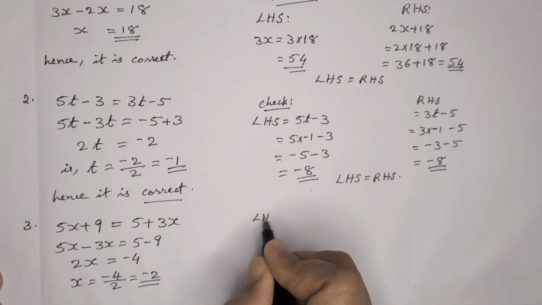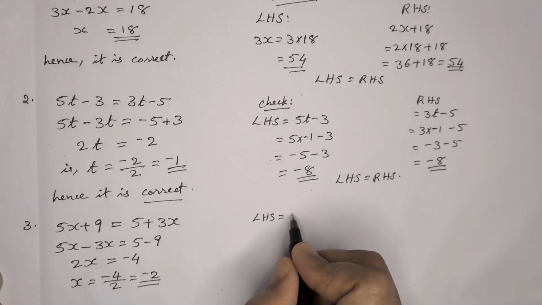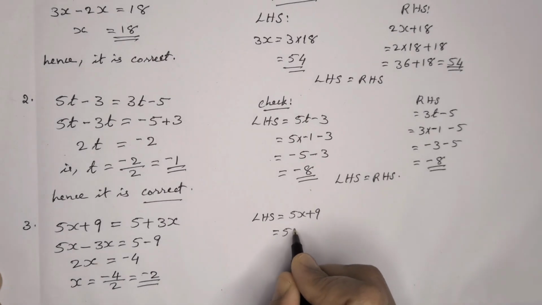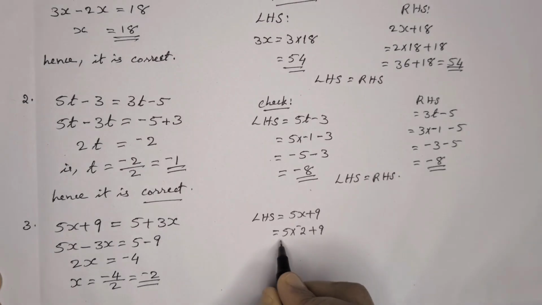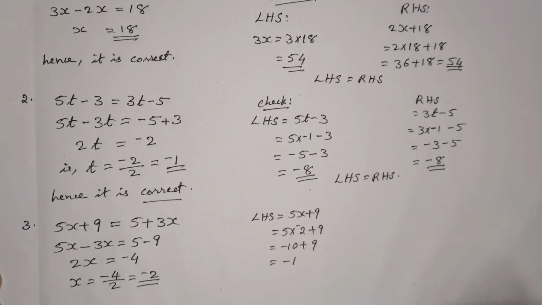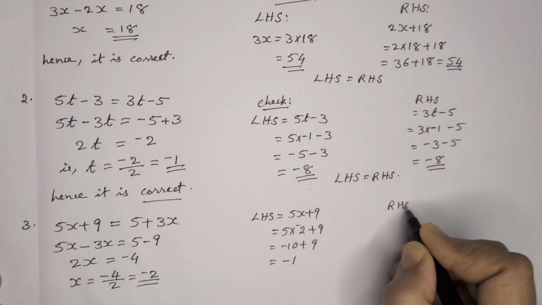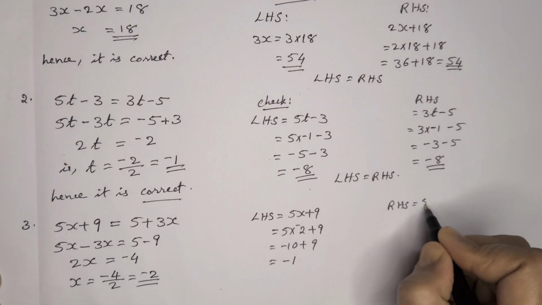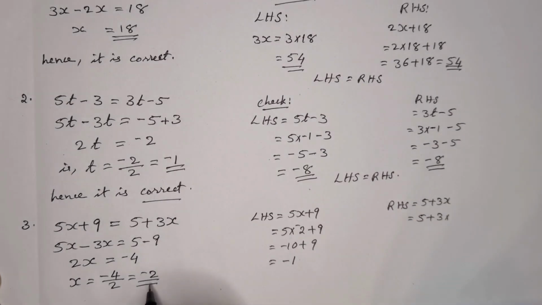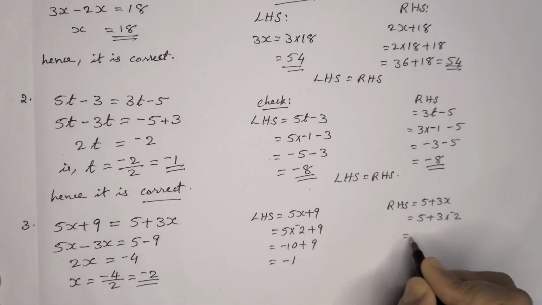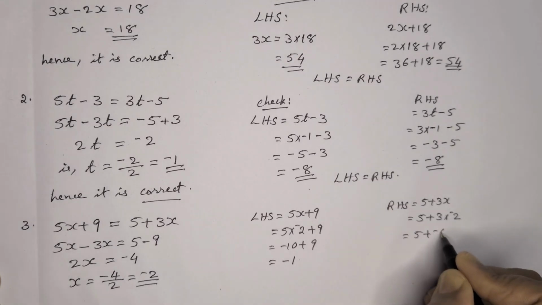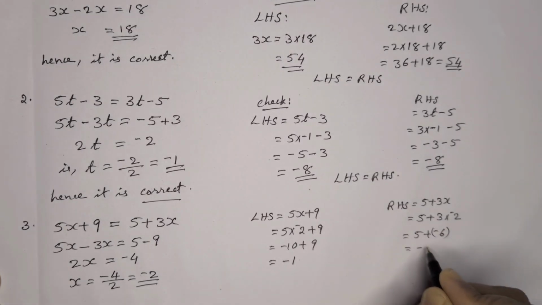Checking. LHS, 5x plus 9. That means 5 into minus 2 plus 9. 5 into minus 2, minus 10, plus 9 is equal to minus 1. RHS, 5 plus 3x. It is equal to 5 plus 3 into the value of x, minus 2. It's equal to 5 plus 3 into minus 2, minus 6. It's equal to minus 1.